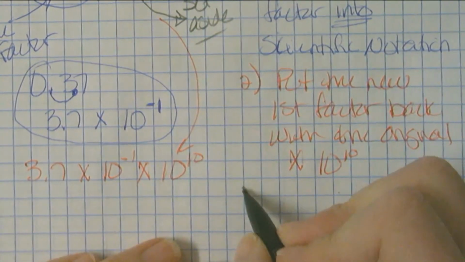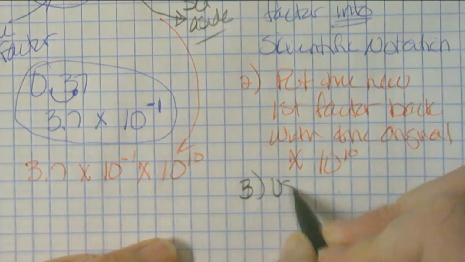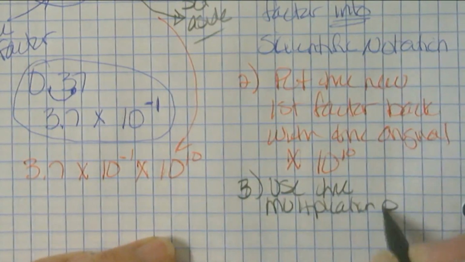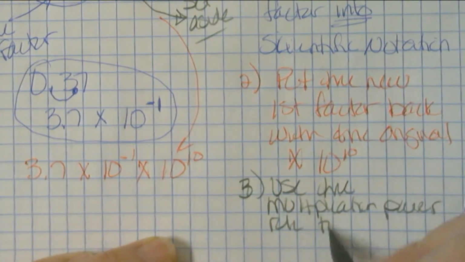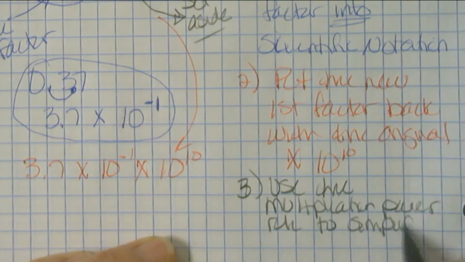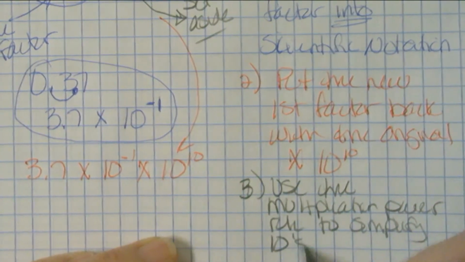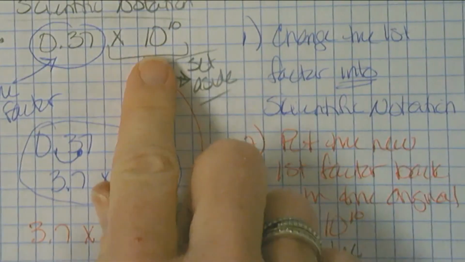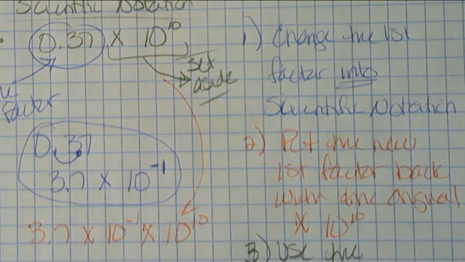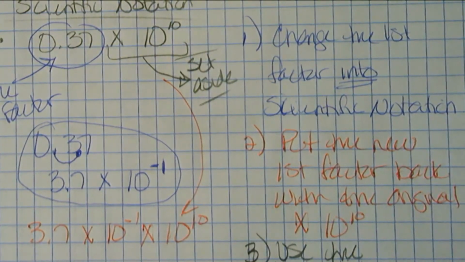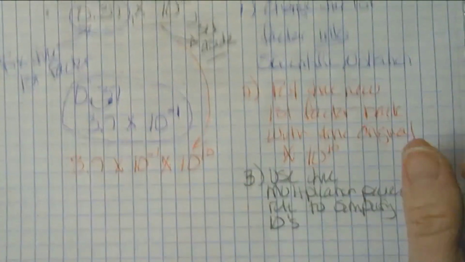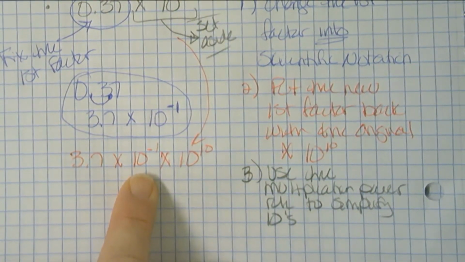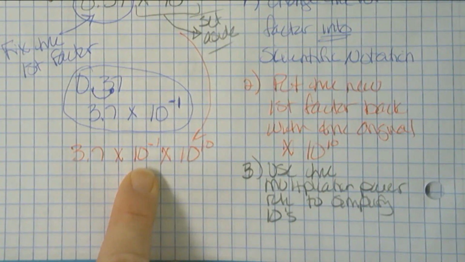All right, the last thing I'm going to do is I'm going to use the multiplication power rule to simplify the tens. Sophia, what's wrong? So the times 10 to the 10th power, I'm just setting it aside. I'm just going to set it aside. And I'm going to put it back with that first factor once I change it into scientific notation. Are you cool with that? All right, so the last step.